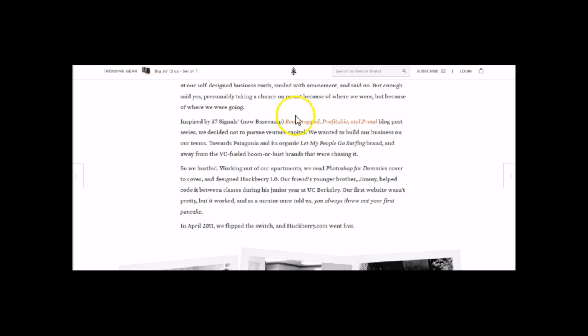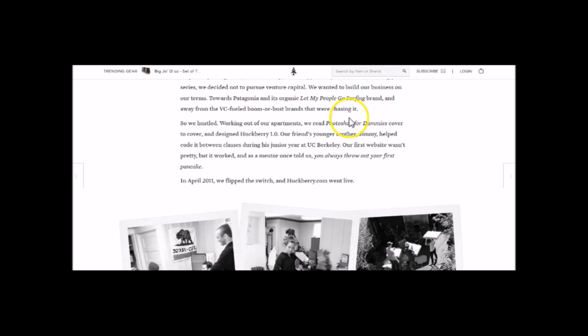We talk a lot about content marketing. They actually have a blog that's kind of the content to drive a lot of their sales. So we hustled working out of our apartments. We read Photoshop for Dummies cover to cover. So these aren't some guys who were like internet wizards who set this up. Like they read Photoshop for Dummies, right?